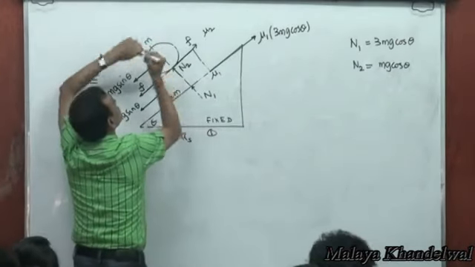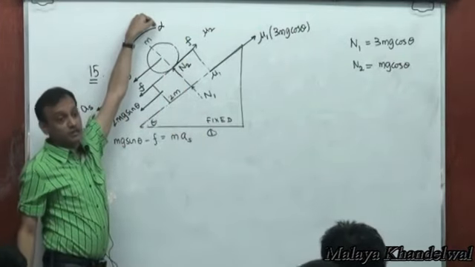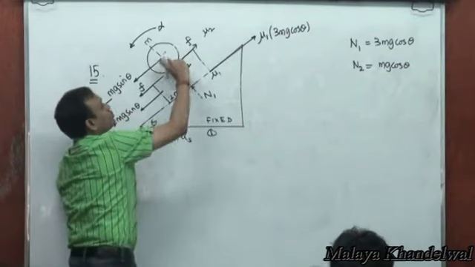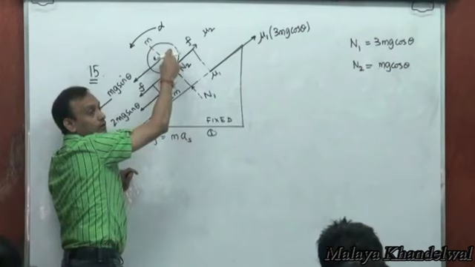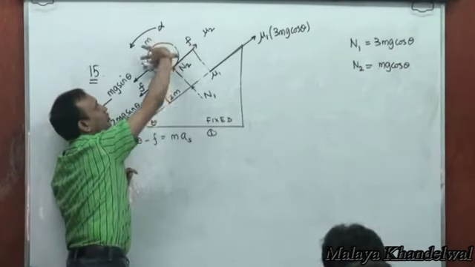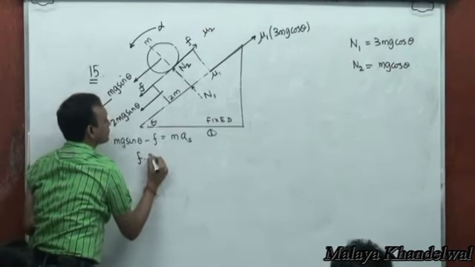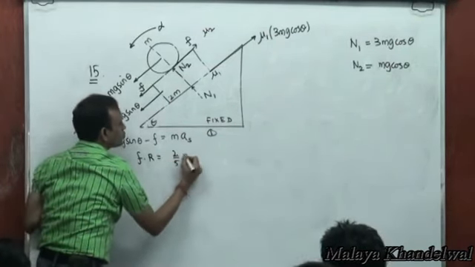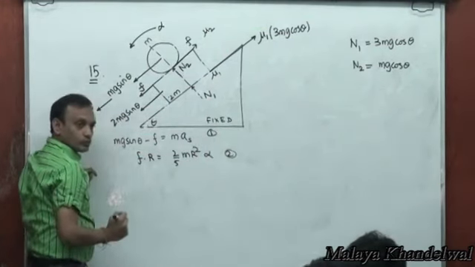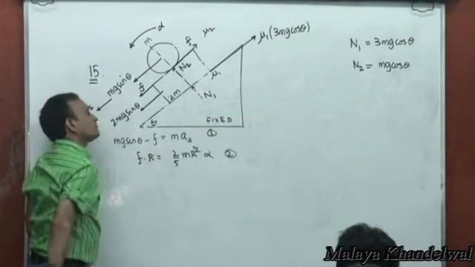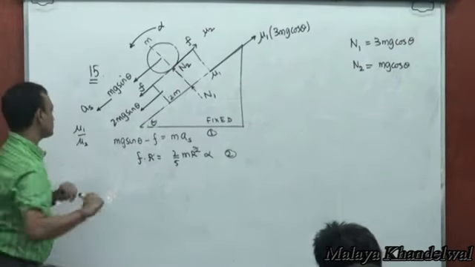F produces a torque in this sense about the center of mass leading to an alpha. This F acting on the sphere about the center of mass of the sphere will produce an anti-clockwise torque F into R. So F into R is 2/5 mR squared into alpha, right? So F would be 2/5 mR alpha. Done with the sphere.